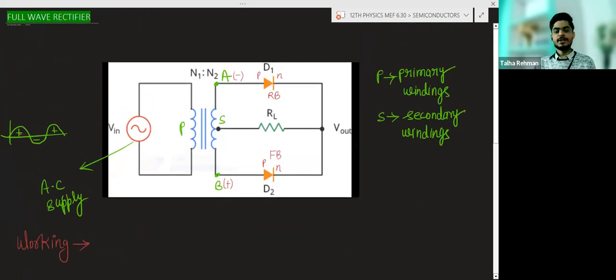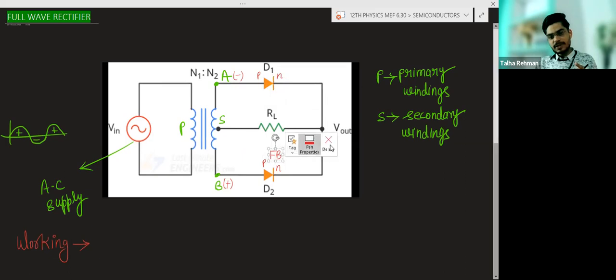You will write that during the positive half cycle, D1 is forward biased, D2 is reverse biased. So if D1 is forward biased, then D1 will conduct and D2 will not conduct. Through D1 the current will flow through the load resistance and we will get the output. Now for the negative half cycle, D1 is reverse biased, D2 is forward biased.